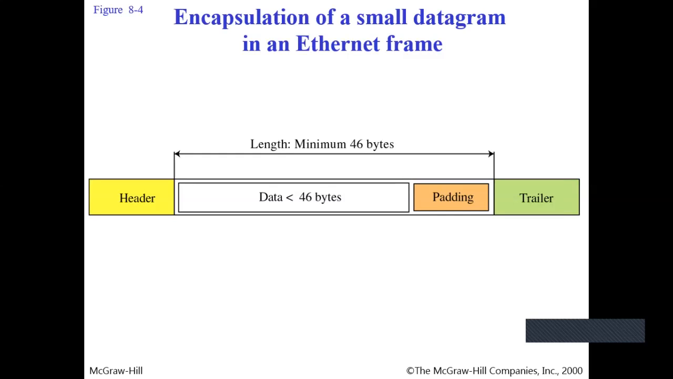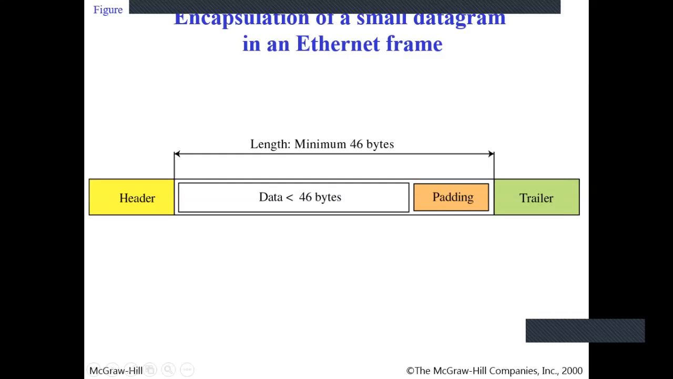Now, see the encapsulation of a small datagram in an Ethernet frame. The second layer is the data link layer. It encapsulates the data from the network layer, attaching the data link layer header and the trailer part, as we already discussed in the data link layer.